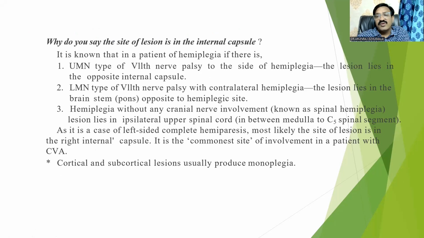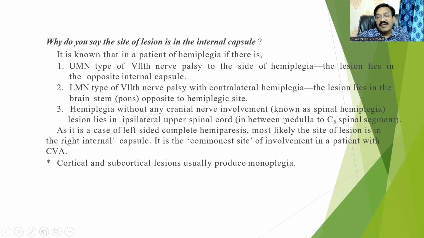So for example, how do you say it is an internal capsular lesion? There are certain points you can tell. In a patient, an UMN type of facial palsy is present on the side of hemiplegia. That means if the patient has left hemiplegia and left UMN facial palsy, the lesion is in the right internal capsule. So when it is UMN, mostly it will be in the internal capsule. LMN type means the lesion will be lower, because the LMN lesion will come in the brainstem, like a pontine lesion will have LMN type of seventh nerve palsy. So LMN type of seventh nerve palsy with contralateral hemiplegia means the lesion will be in the pons.